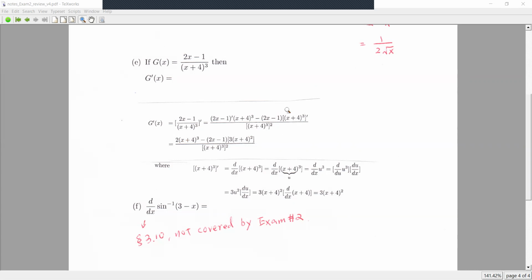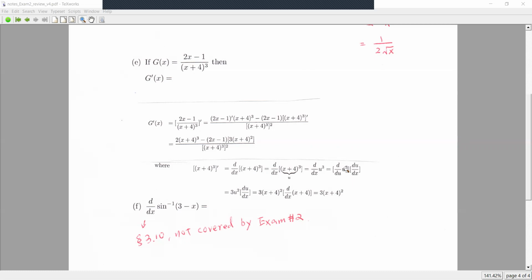To compute this derivative, I need the chain rule. I simplify the function by introducing a u. I let u be x plus 4. Then x plus 4 to the third, this function becomes u to the third. Now, apply the chain rule to this derivative. I write this derivative as the product of these two derivatives by inserting du to the bottom and du to the top.